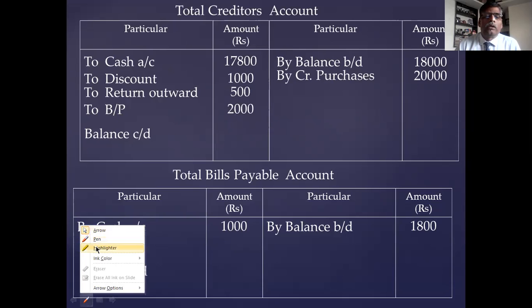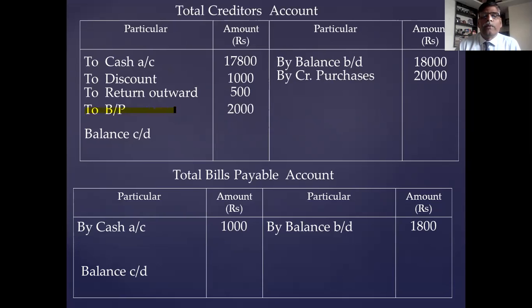Here you recorded it as bills payable. This must go to the bills payable account as by creditor. Sorry, again it is bills payable. I recorded it; you write it as bills.